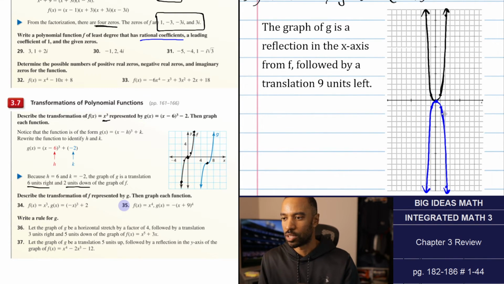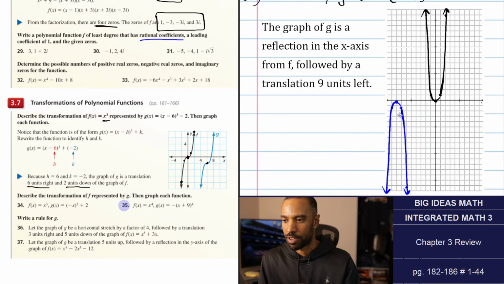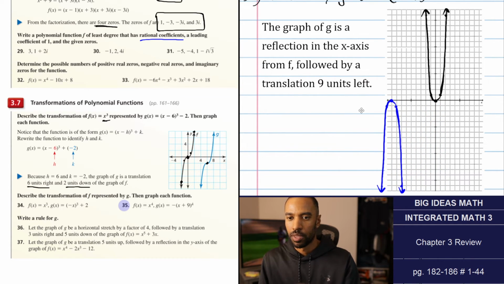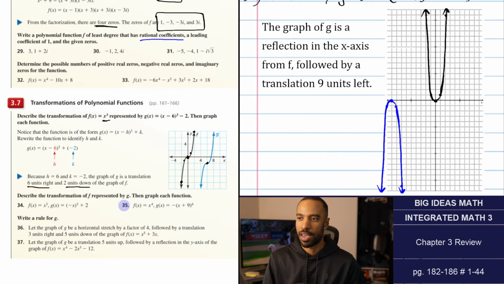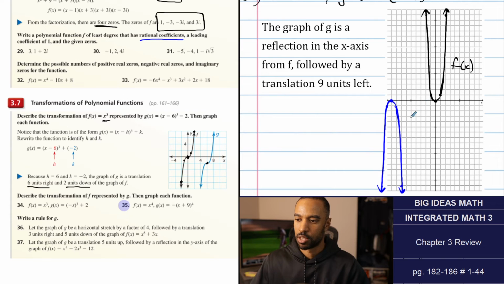Now it's followed by a translation 9 units left. 1, 2, 3, 4, 5, 6, 7, 8, 9 over here. And that's the result of f of x and g of x from these two. That's the movement of them.